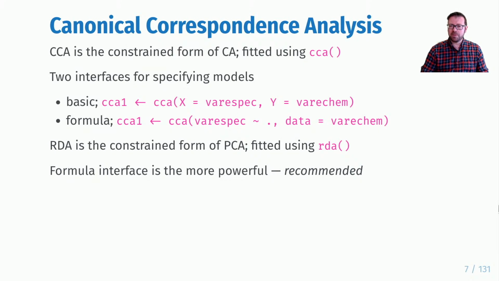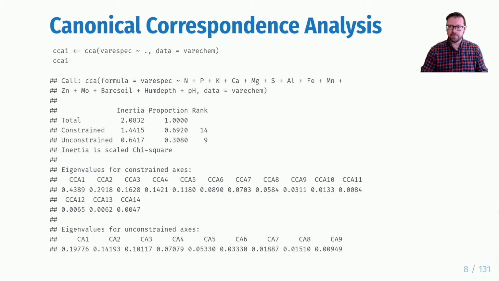So the formula interface is actually, I think, more powerful because you can include interactions much more easily that way and various other things. So it's the recommended interface to these ordination techniques. And this is what it looks like when you do that in vegan.